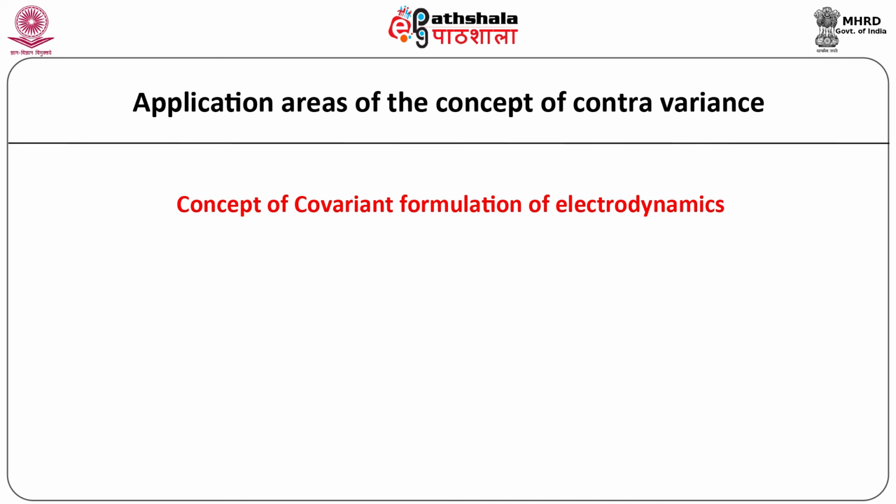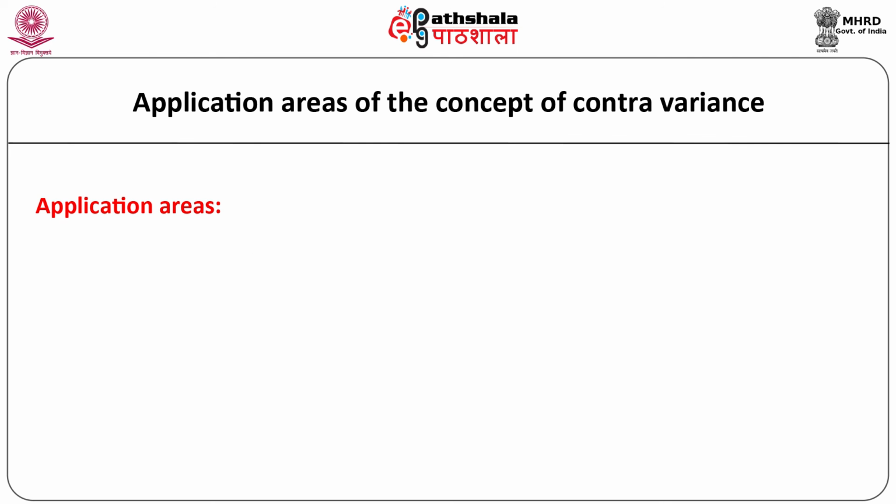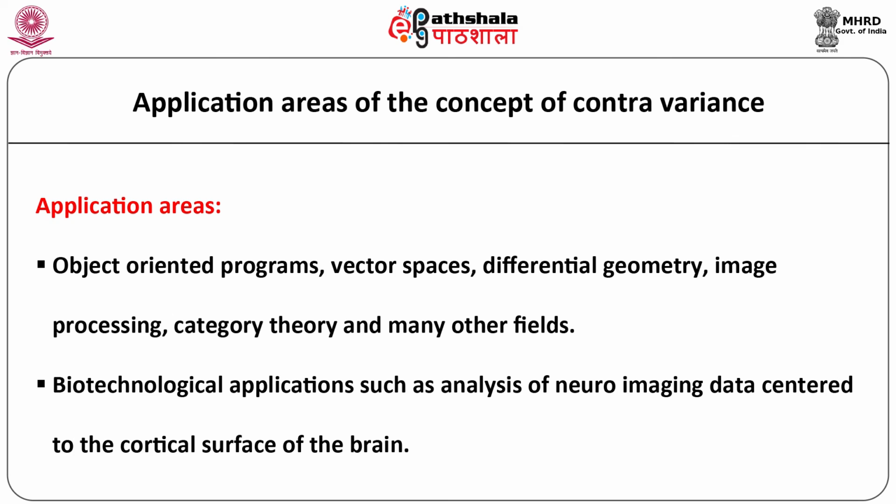Thus, since the description of any phenomena depends upon the velocity of the observer, it becomes essential to reformulate the laws of electrodynamics, especially the Maxwell's equations and Lorentz force, in such a way that they are invariant under Lorentz transformations. The concept of covariant formulation of electrodynamics becomes of prime importance in this regard. The concept of contravariance can be found to be used in object-oriented programs, vector spaces, differential geometry, image processing, category theory, and many other fields. The concept of covariant derivative of a contravariant vector quantity finds many applications in physics and biotechnological applications such as analysis of neuroimaging data centered to the cortical surface of the brain.